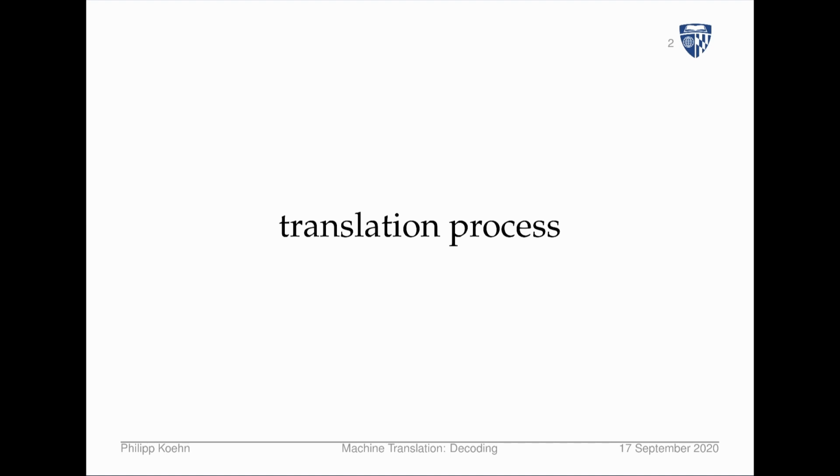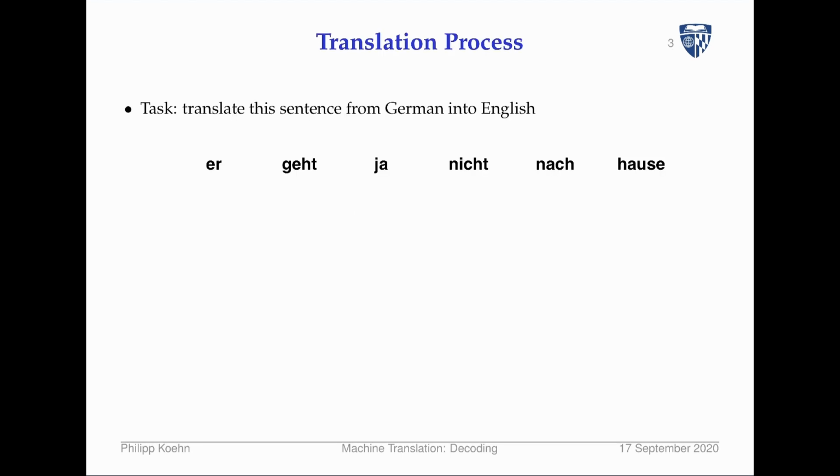Okay, so let's go through maybe a human translation process first to get a sense of how this decoding algorithm might be set up. It's a really hard task. You have to produce a whole sequence of English words. So this might be a German sentence, a very short sentence. Er geht ja nicht nach Hause. And we want to translate that from German into English. And as someone who might know this, I'll just give you the literal meaning of the words. So this means he goes, that word doesn't really mean anything, not to house.